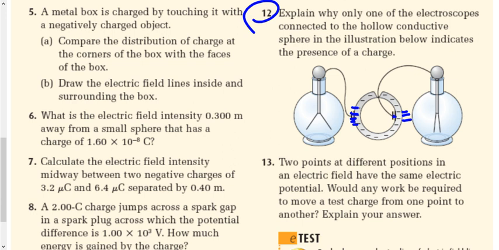And finally, number 13 says two points at different positions in an electric field have the same electric potential. Would any work be required to move a charge from one point to another? They have the same electric potential. They have the same energy per coulomb of charge. Do you have to do any work to go from this spot that has a certain value of joules per coulomb to this spot with the same number of joules per coulomb? What's the answer? Who says no? Who says yes?